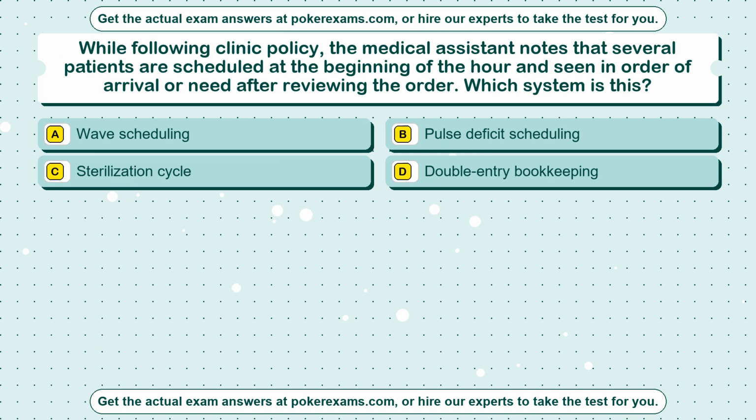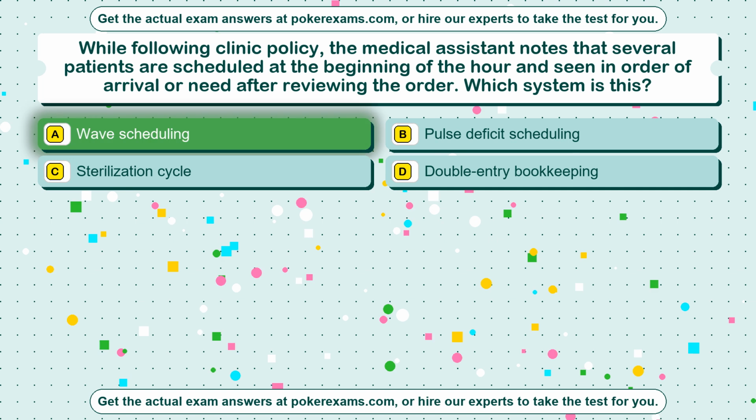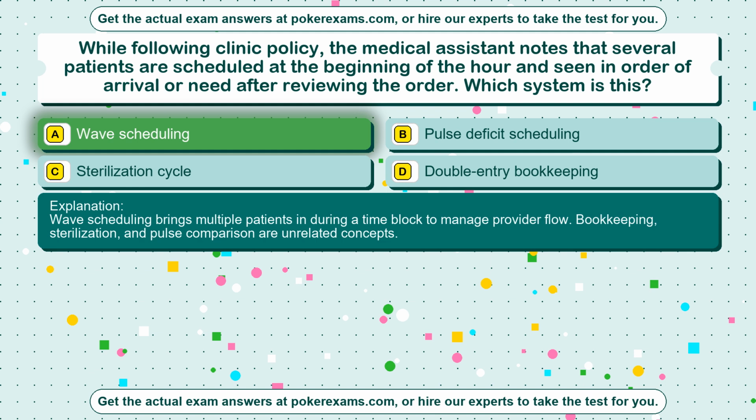Question 80. While following clinic policy, the medical assistant notes that several patients are scheduled at the beginning of the hour and seen in order of arrival or need after reviewing the order. Which system is this? Option A. Wave scheduling. Option B. Pulse deficit scheduling. Option C. Sterilization cycle. Option D. Double entry bookkeeping. The correct answer is option A. Wave scheduling. Wave scheduling brings multiple patients in during a time block to manage provider flow. Bookkeeping, sterilization, and pulse comparison are unrelated concepts.